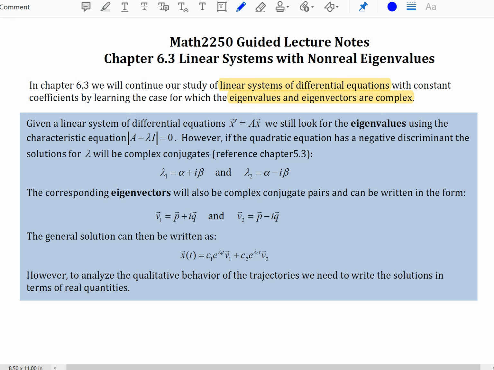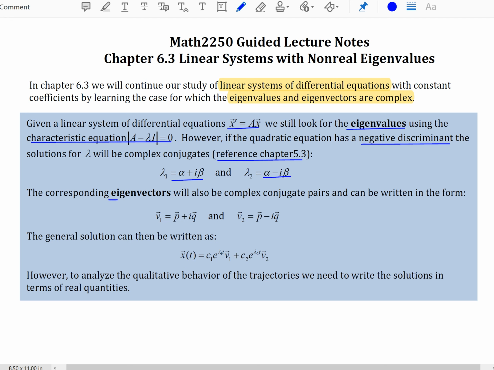Given a linear system of differential equations, x prime equals Ax, we will still look for the eigenvalues using the characteristic equation, determinant of A minus lambda I equals 0. However, if the quadratic equation has a negative discriminant, that's the part underneath the square root, the solutions for lambda will be complex conjugates. And you would have seen this already when we looked at chapter 5.3. The general form at that time, we wrote it as alpha plus i beta and alpha minus i beta for our two complex eigenvalues.